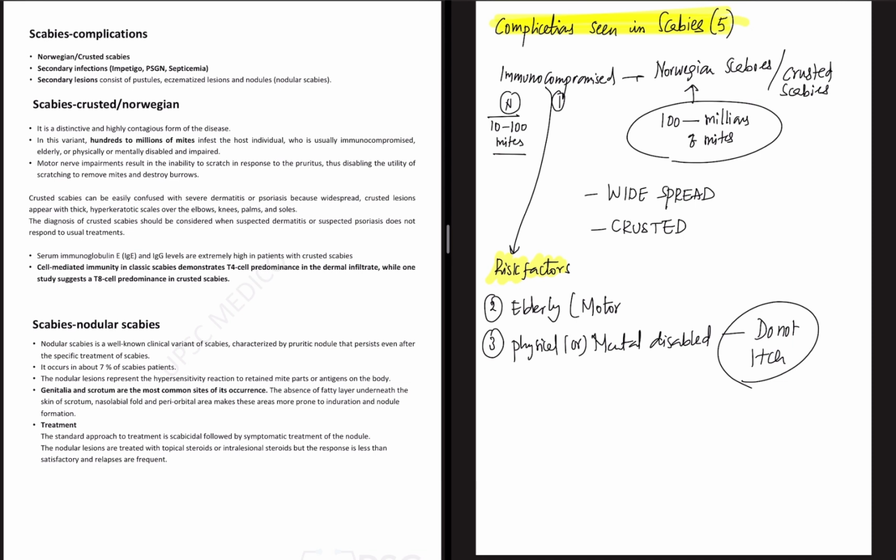Because of motor nerve impairment in the elderly, or because of a physical or mental disability, they are not itching. In both these scenarios, the mite load will increase because they don't itch. Itching is a protective way by which mites are removed, so the mite load remains. And in the immunocompromised, because of uncontrolled proliferation, our body is not acting against killing these mites. So the total count of mites will increase from hundreds to millions. So this is crusted or Norwegian scabies.